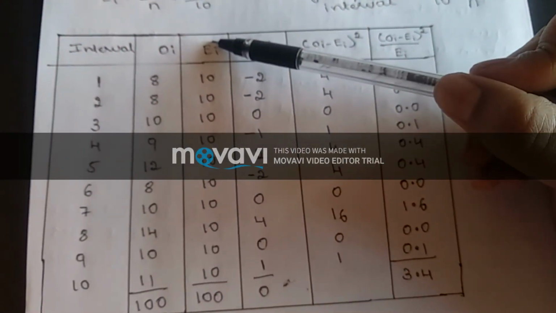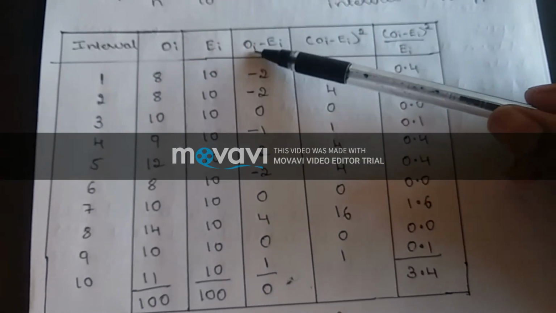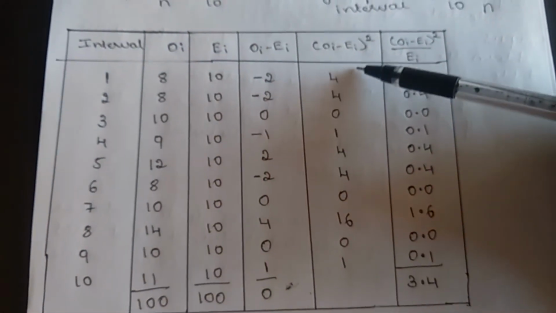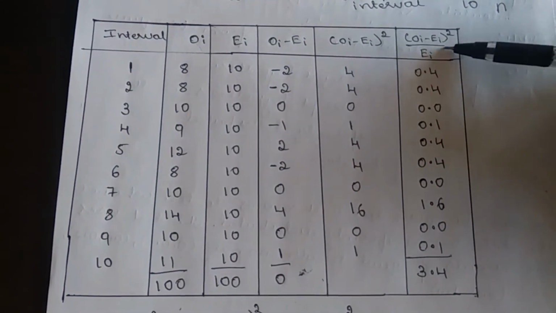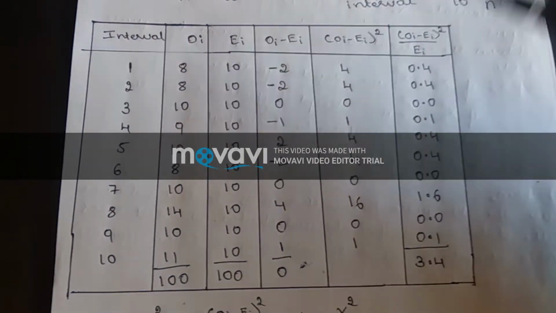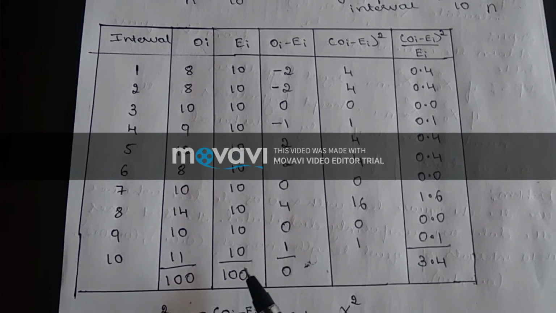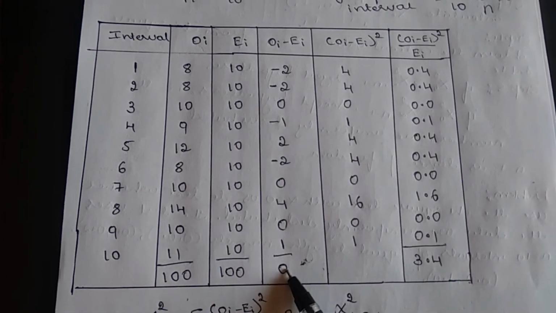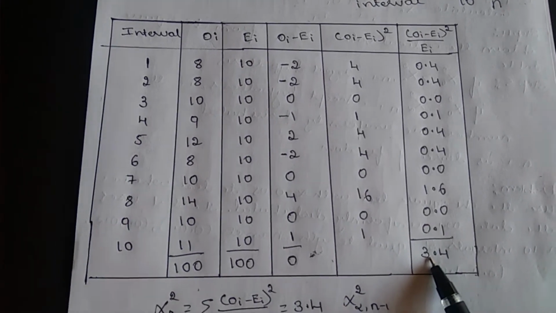Then the EI value we have already calculated, it is capital N divided by small n, which is 10. Now OI minus EI, it may be a negative value also, there is no problem. You have to calculate OI minus EI, then OI minus EI whole square, then our actual formula, OI minus EI whole square divided by EI. We have to do the summation. So for each column you have to take the sum: the sum of OI, the sum of EI, the sum of OI minus EI, and the sum of OI minus EI whole square divided by EI.